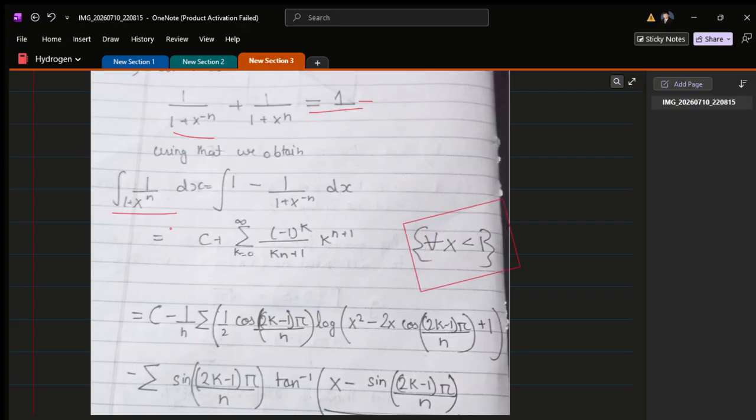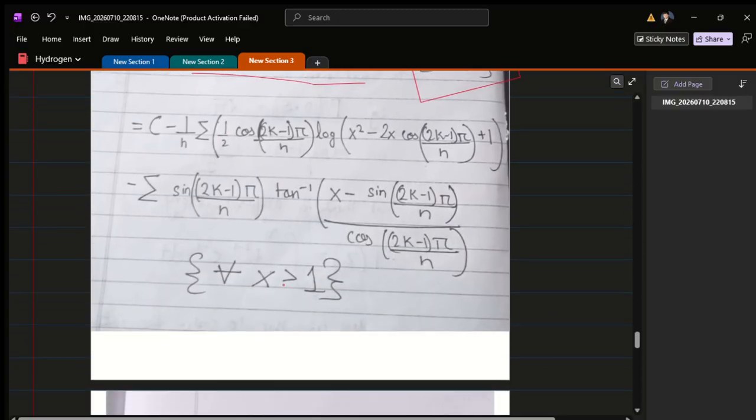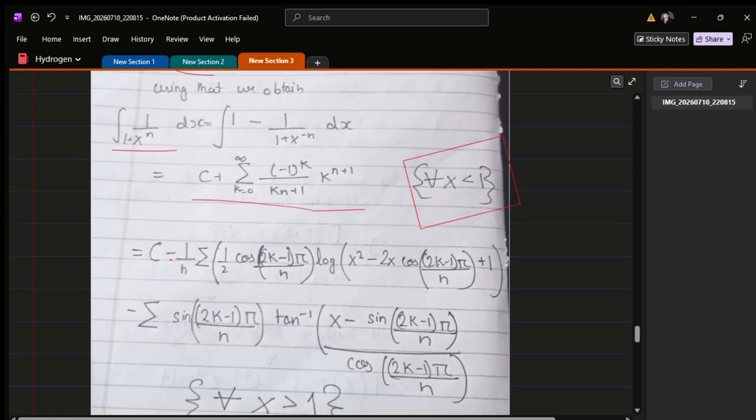We can apply the formula of GP. We will get this. Now just sum it and you will get the answer. But if x is greater than 1, we can't apply GP. We have to use this.